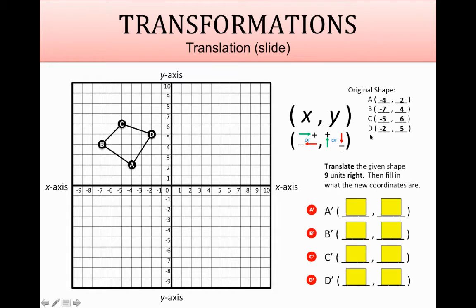So if we use these coordinates as examples here, you're always starting from the origin when you're counting those numbers off. So -4, 2 for A, we'd go over -4 to the left and then +2 up to A. B is -7, +4. So that would be -7 this way to the left and then +4.